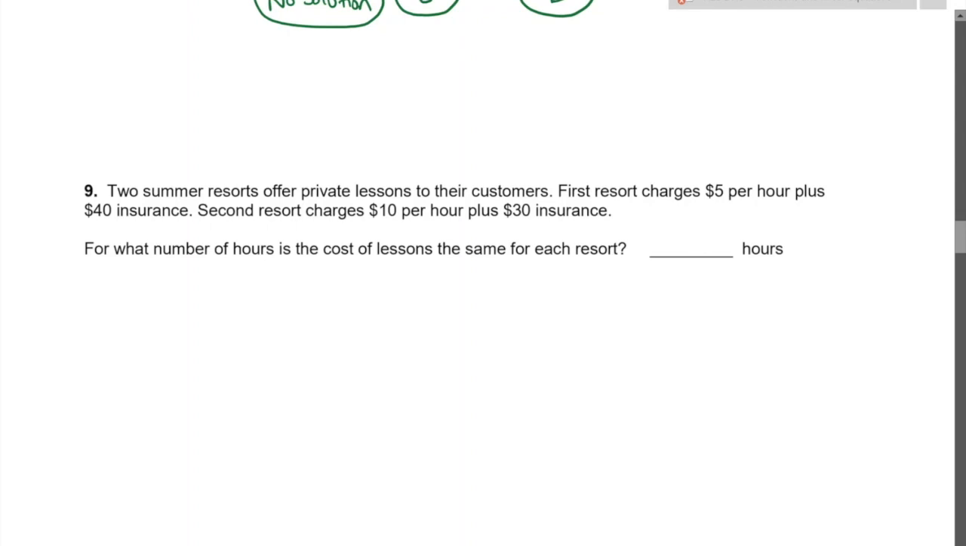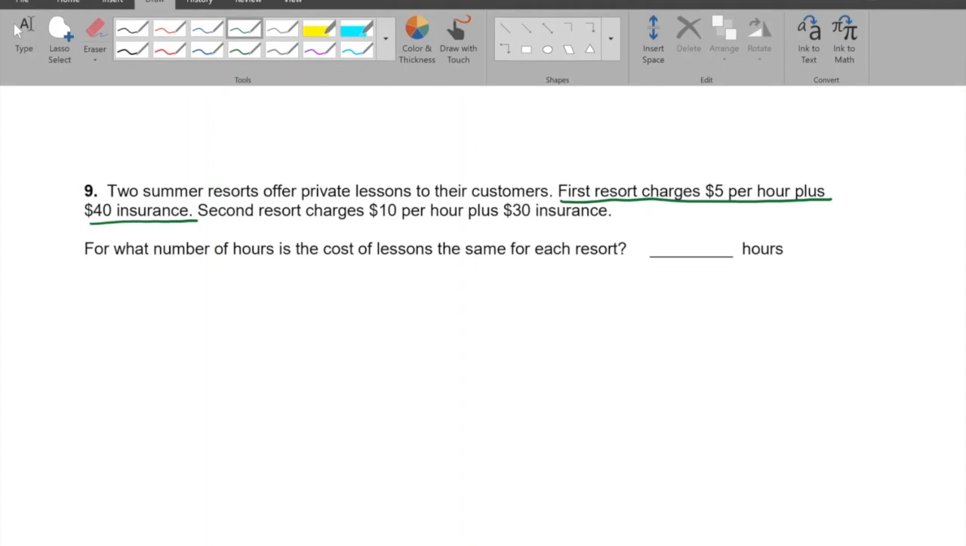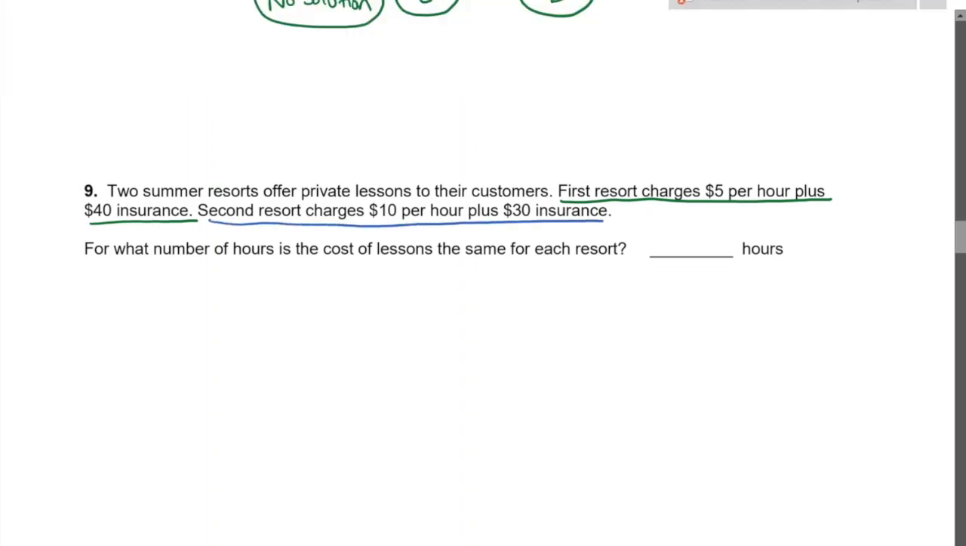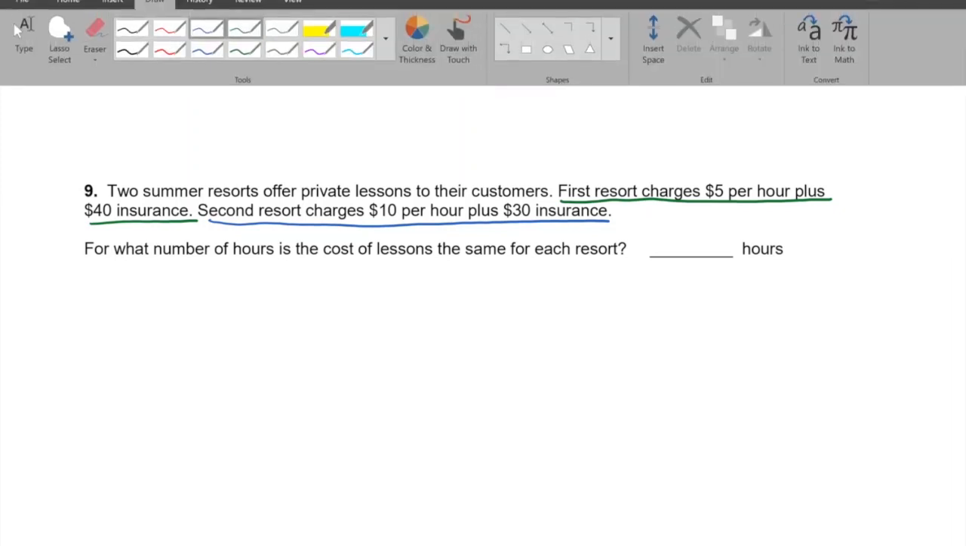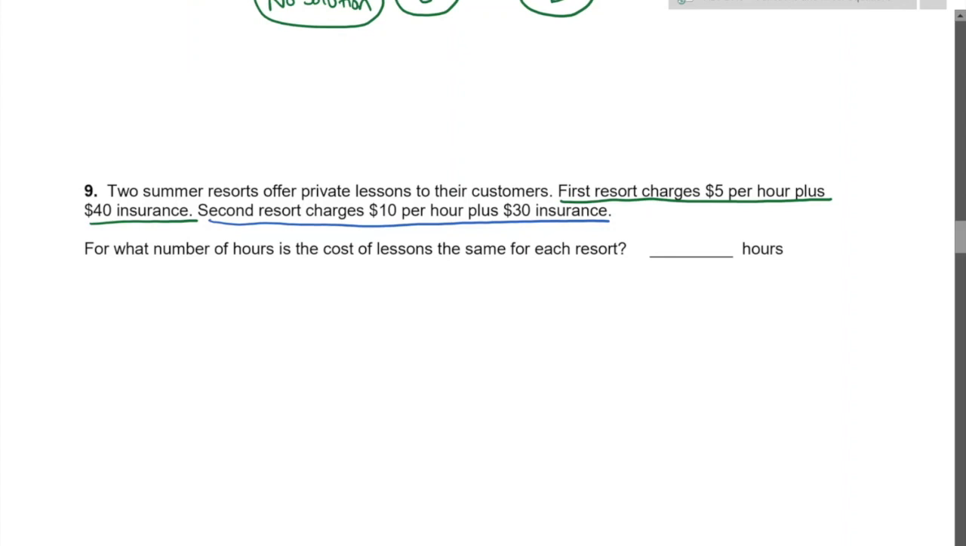Blank hours. So, first of all, we need to do two systems. The first one is going to be green. The second one is going to be blue. The first resort is green, and that charges $5 per hour plus $40 insurance. So $40 insurance is never going to change, plus $5 per hour, so 5x, and that would equal the total.